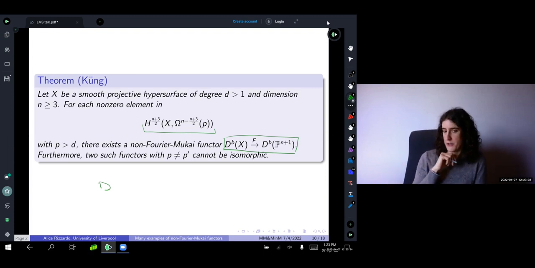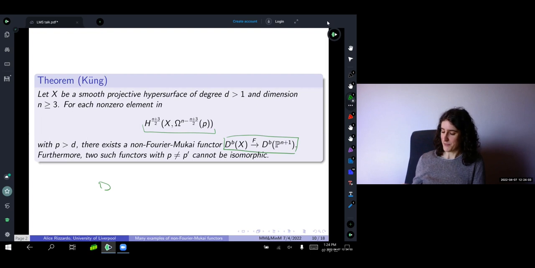And in particular, things that I like about this are, first of all, the requirement of a tilting bundle is not there. So that's a lot more possibilities for what X could be. On the other hand, it only works for hypersurfaces. I think that he can make it work for more spaces.